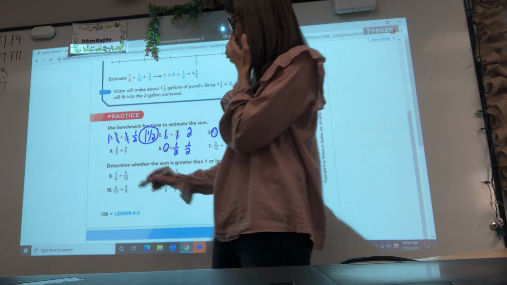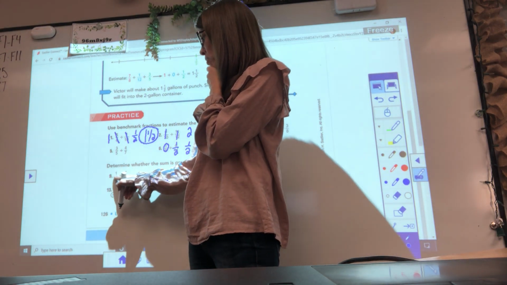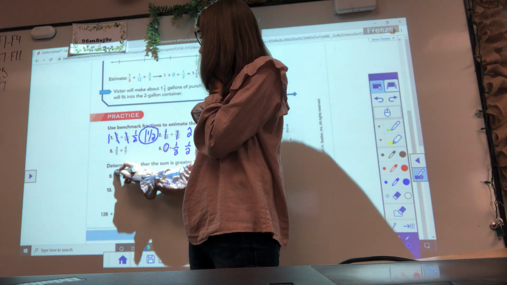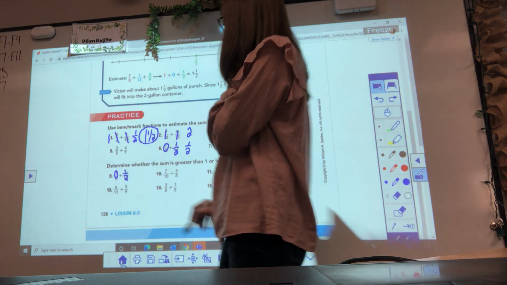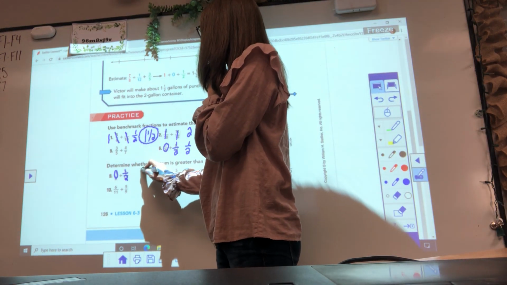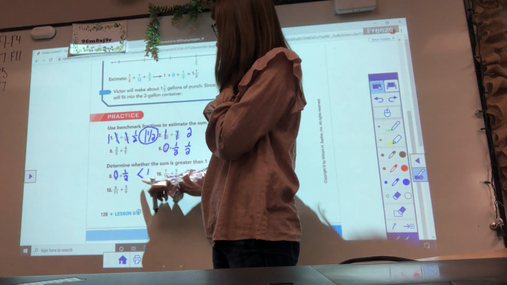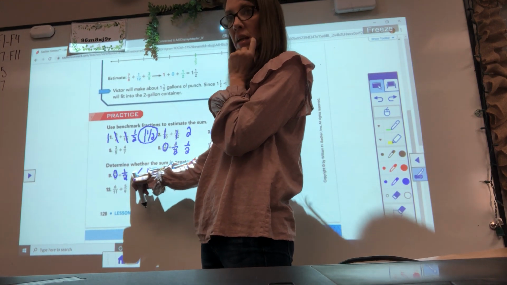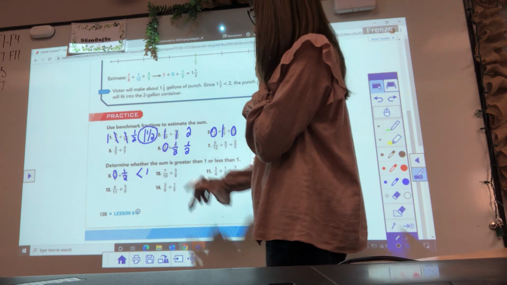1/6 is closest to 0. 5/12 is closest to half. So 0 plus a half is? Lower. Less than 1. So the answer is less than 1. See how I did that? Less than 1. 1 would be greater than whatever the answer is. Does that make sense? Less than 1.